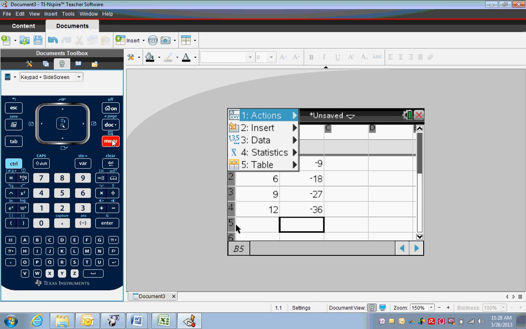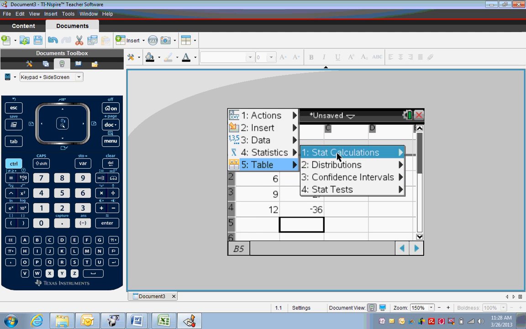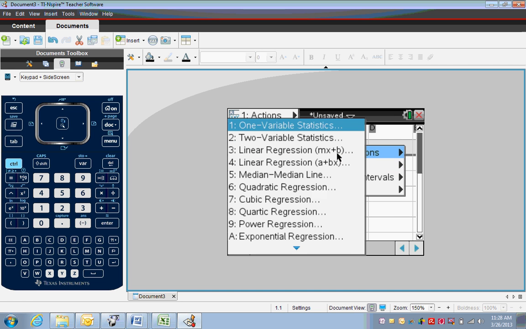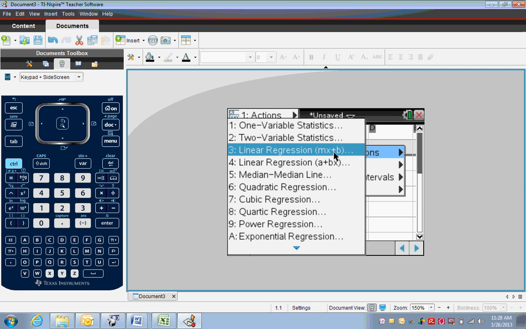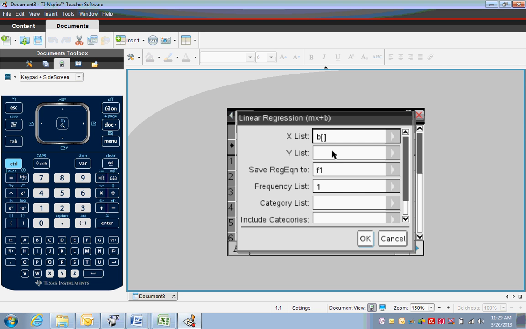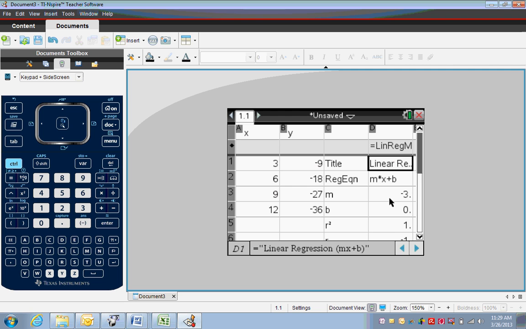I've entered my data. I hit menu, statistics, stat calculations. Now, last time I chose quadratic regression because we knew our table was going to be a quadratic equation. This time, I choose linear regression in the mx plus b one, because we know that this equation is going to be linear because the first differences were the same. So I hit linear regression. I label my X list X and my Y list Y. And I hit OK. And now I get this lovely stuff on the side again. And the things that you need to note are that M is negative 3 and B is 0.